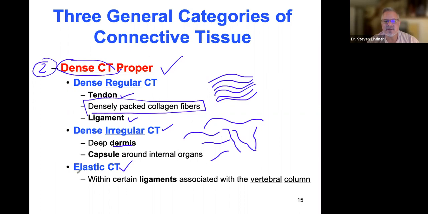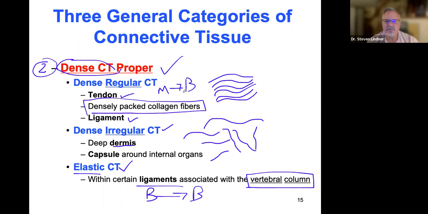Elastic connective tissue, there's the word elastic. We're going to find them in certain ligaments and in higher amounts in ligaments that we find around the vertebral column. And that's because your spinal column is very flexible. So remember, ligaments go from bone to bone, whereas tendons go from muscle to bone. So they're different. When you go from a muscle to a bone, that's a tendon. When you're going bone to bone, that's a ligament.